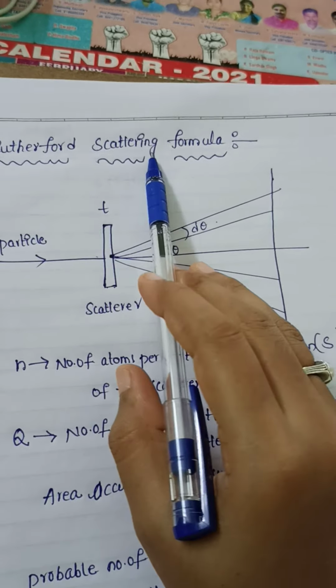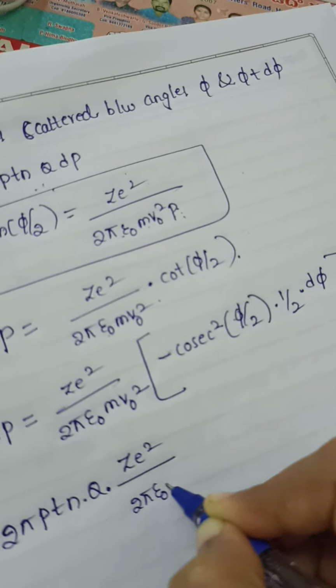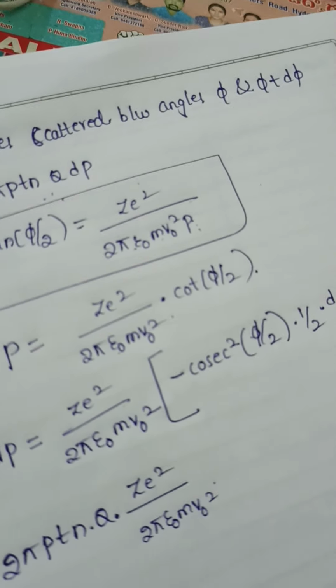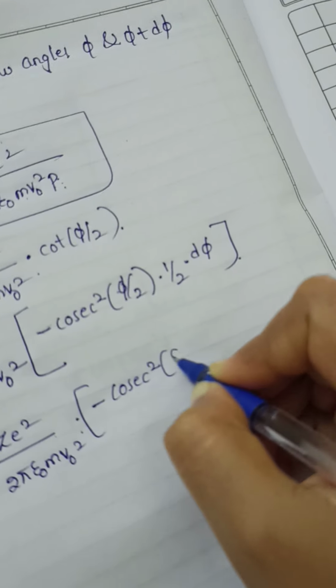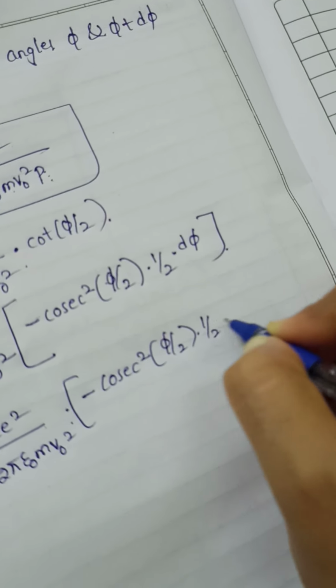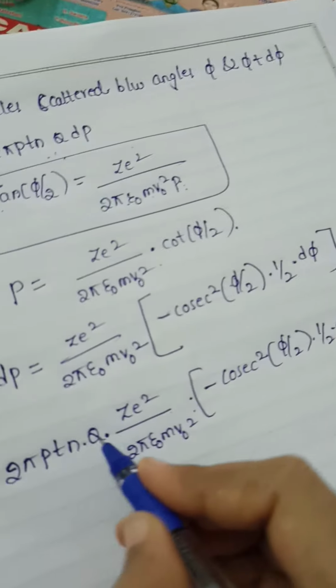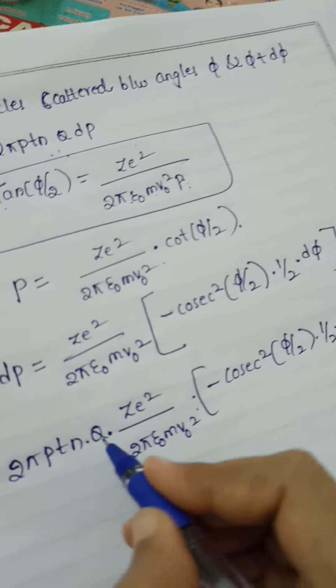The number of alpha particles scattered between the angles pi and pi plus d pi is, substituting, 2 pi p t n q as it is. Just substitute dp. The dp value is Z e square by 2 pi epsilon m v naught square, into minus cosecant square pi by 2 into 1 by 2 into d pi. And we already have the value of p. Substitute the value of p also here.